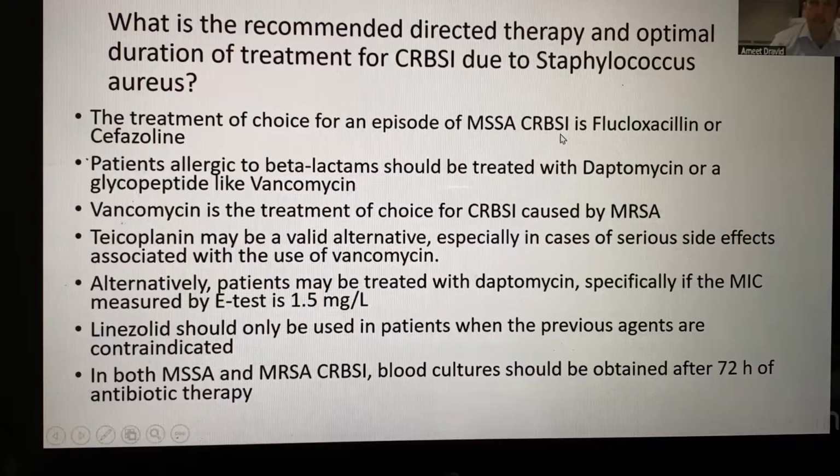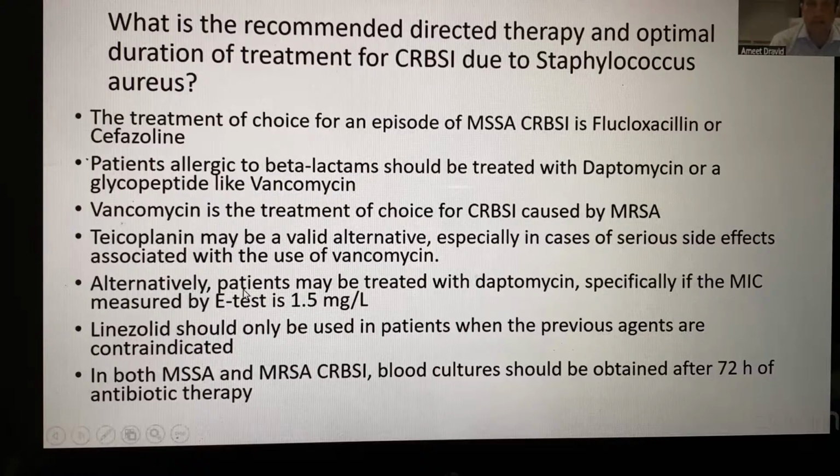Patients who are allergic to flucloxacillin or cefazolin can use daptomycin or vancomycin, but again the efficacy of vancomycin for MSSA is lower than that of flucloxacillin and cefazolin. So cefazolin or flucloxacillin, almost 8 to 12 gram per day, or cefazolin 2 gram 3 times a day can be initiated as directed therapy against MSSA.